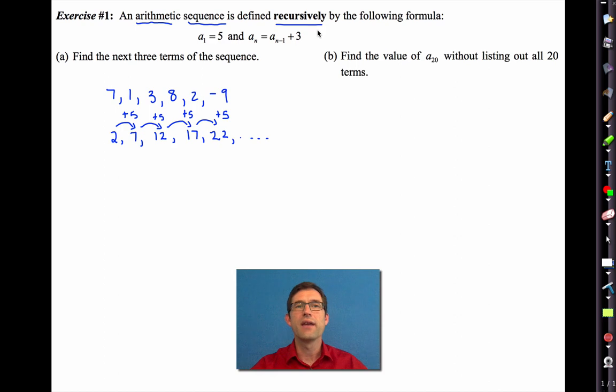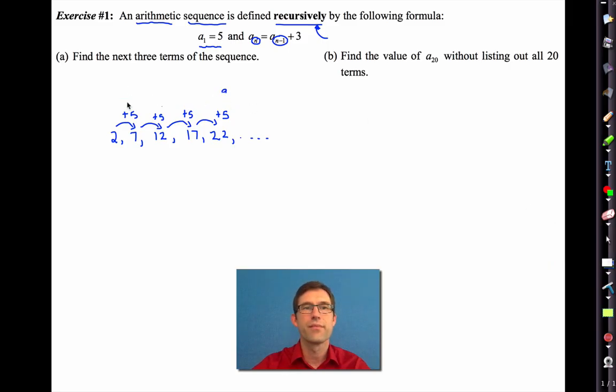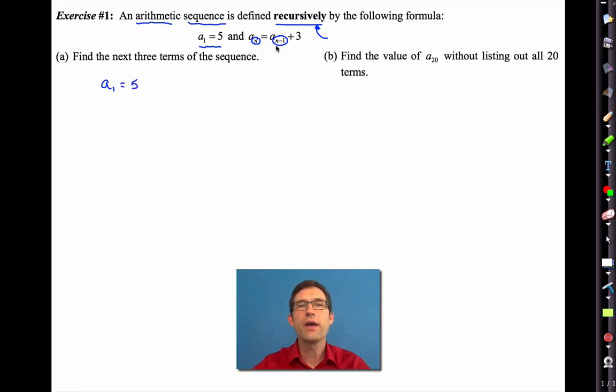When we define a sequence recursively, it means that we give a starting value, or possibly values, and then we tell how each element in the list depends on elements that come before it. So in other words, what we're saying here is that we have an arithmetic sequence whose first term is 5, and every other term is the one previous to it plus 3.